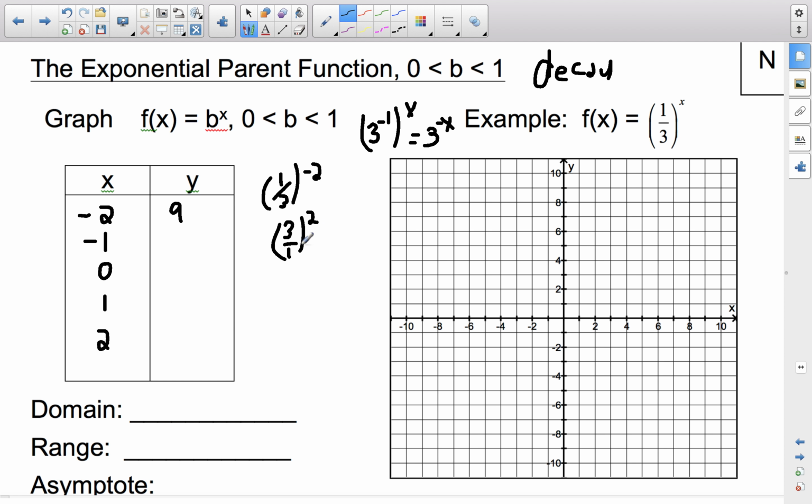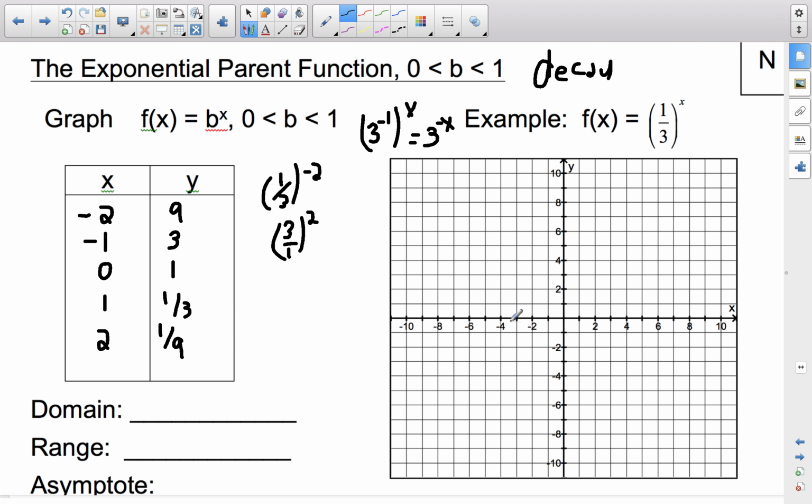All right, so 1/3 to the -1 means take the reciprocal of 1/3. You're going to get 3. 1/3 to the 0 is 1. 1/3 to the 1 is 1/3. And 1/3 squared, square the 1, square the 3, you get 1/9. So this goes from 9, see it's going down here, so it's decaying. That's why this property is decay.